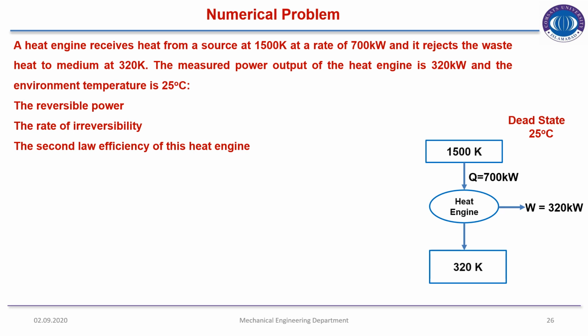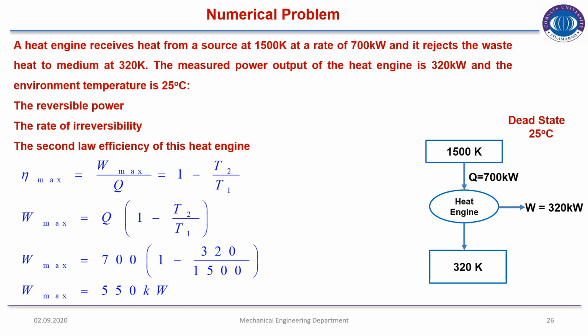So this is a schematic diagram of heat engine. A heat engine is connected to the source of 1500 Kelvin temperature, absorbing 700 kilowatt of energy, producing 320 kilowatt of work, and rejecting the rest amount of unavailable energy into the sink, that is at a temperature of 320 Kelvin.